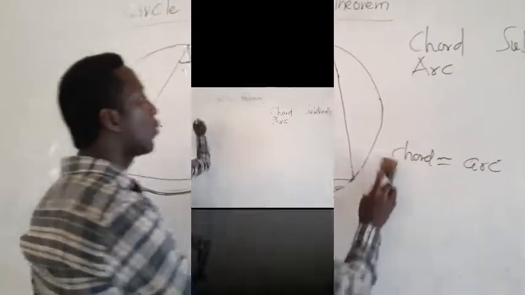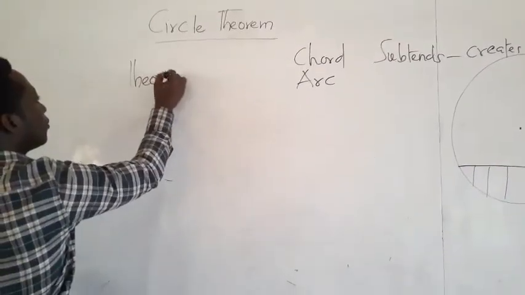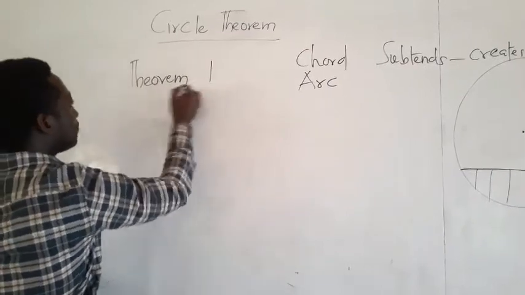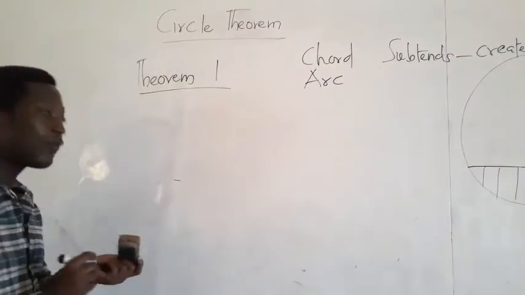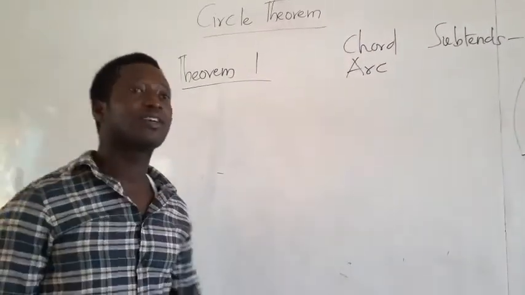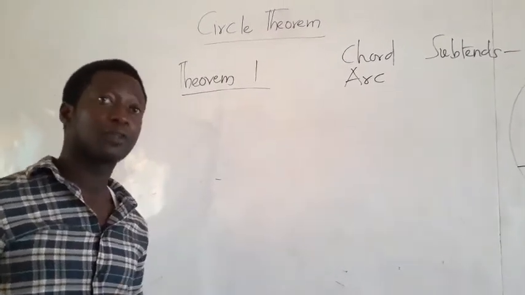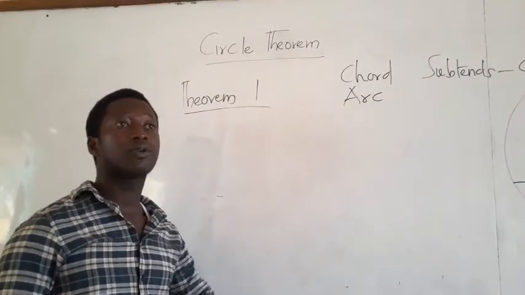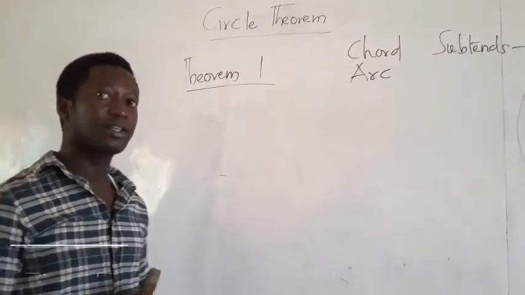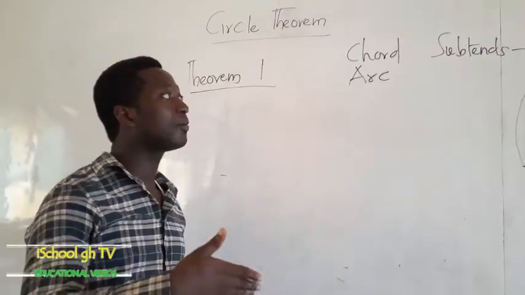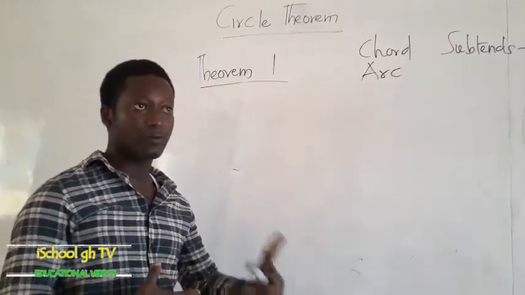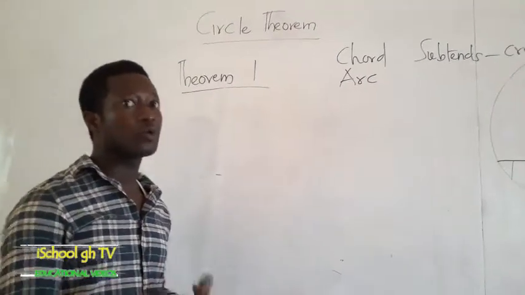Now, let's start with theorem 1. Theorem 1, you will start with when you are given a question and you have equal chords subtend some angles at the circumference or at the center. How do you go about it?